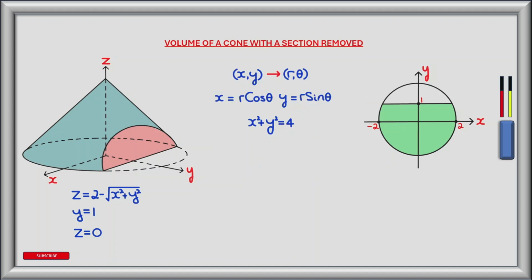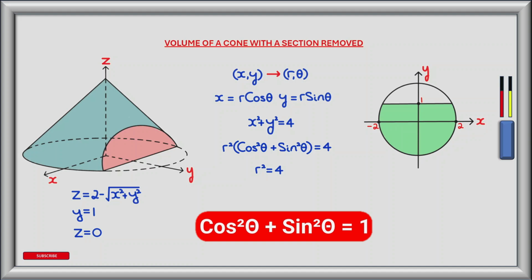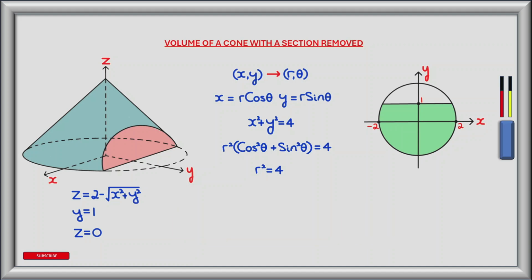Beginning with the circle, to convert from Cartesian to polar coordinates, we need to replace x with r cos theta and y with r sin theta. So in Cartesian form, the circle is x squared plus y squared is equal to 4. Making the substitution for x and y, we have r squared into the bracket of cos squared theta plus sin squared theta is equal to 4. And using the trig identity where cos squared theta plus sin squared theta is equal to 1, we have r squared is equal to 4. And taking the positive square root of both sides of the equation, we have r is equal to 2.